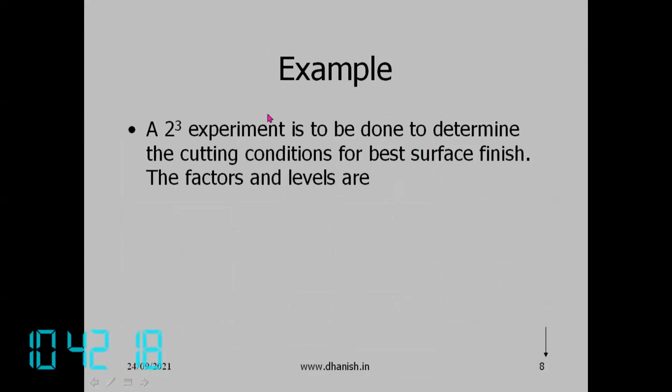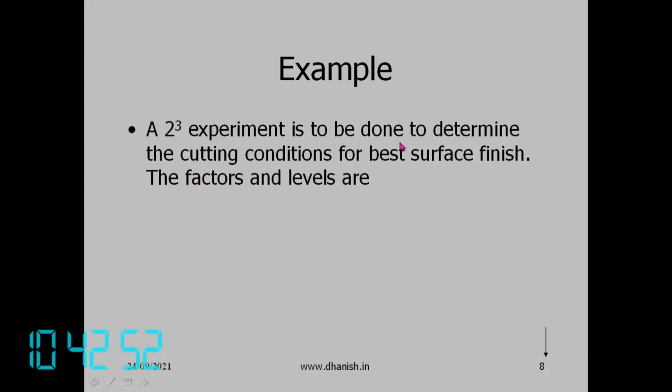Okay, a 2 raised to 3 experiment. Why do we say 2 raised to 3? 2 raised to 3 means 8, isn't it? So how do you get 8? 2 is the number of levels for each factor, and 3 is the number of factors. So a 2 raised to 3 experiment means an experiment involving 3 factors, each having 2 levels.